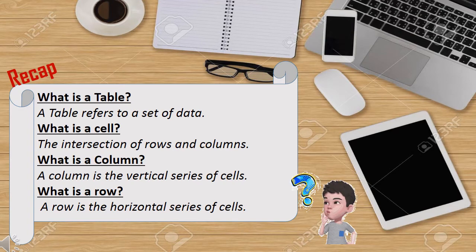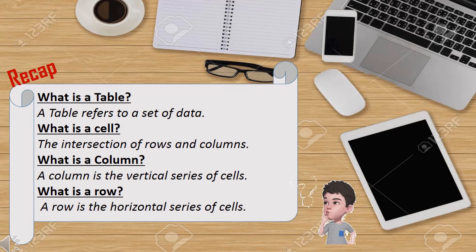Okay students, so let's recall our previous lecture. We have done what is a table. What is a table? A table refers to a set of data. It can be text or numbers arranged in rows and columns. What is a cell? The intersection of rows and columns forms rectangular boxes called cells.